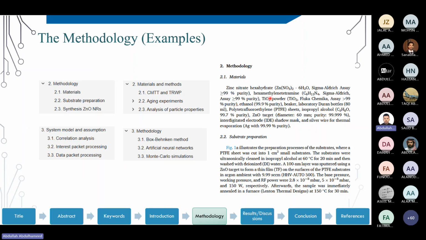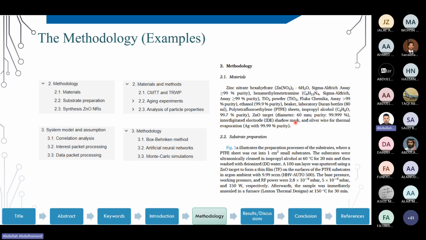You see here on the right side, this is detailed about one of the papers. For example, in methodology, they put section 2 methodology, section 2.1. They mention the materials. What material did they use in their work? They mention the material, the purity of the material, and where they got the material. Sometimes they will mention the company, I mean the original company, the supplier, not the local supplier.